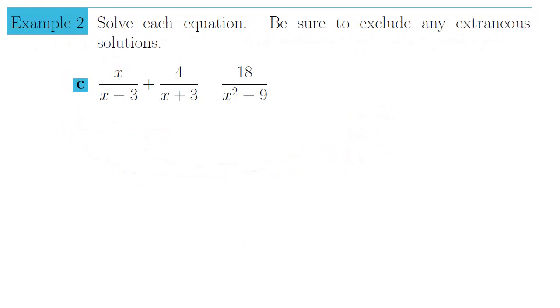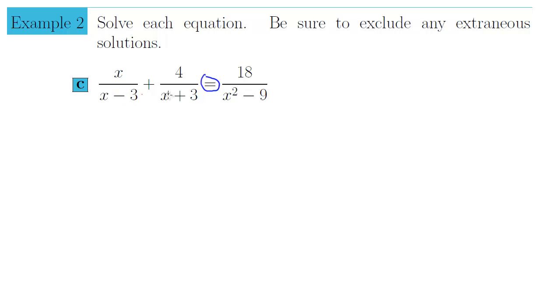So here's our last rational equation. We have to solve x over x minus 3 plus 4 over x plus 3 equals 18 over x squared minus 9. Now, the strategy to solve an equation with fractions is to clear the denominators by multiplying by the LCD.